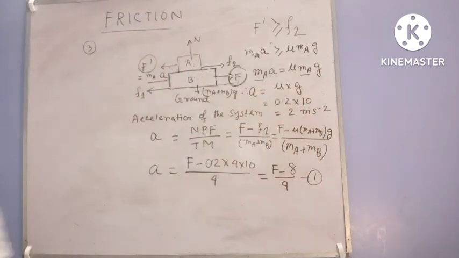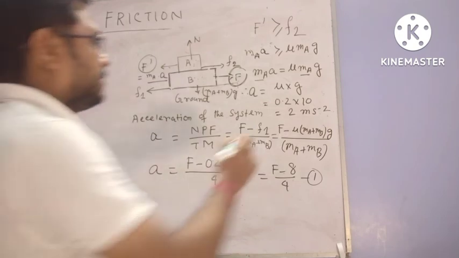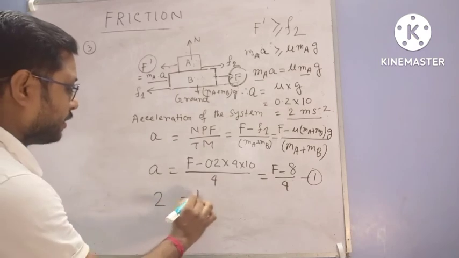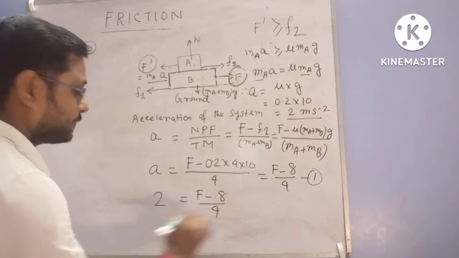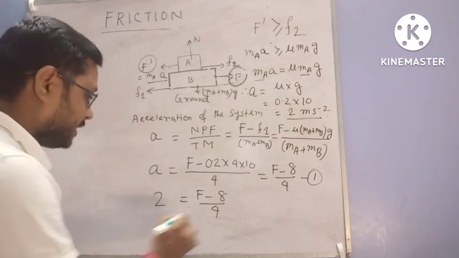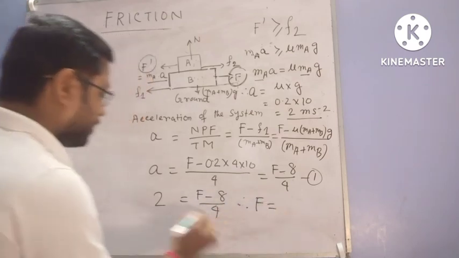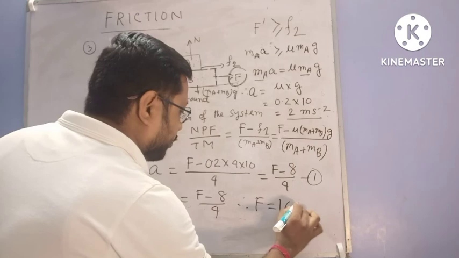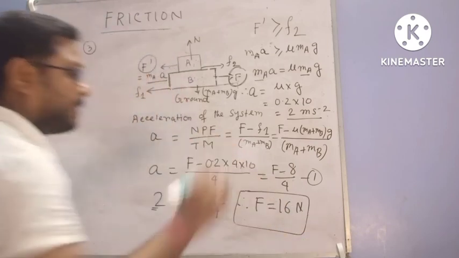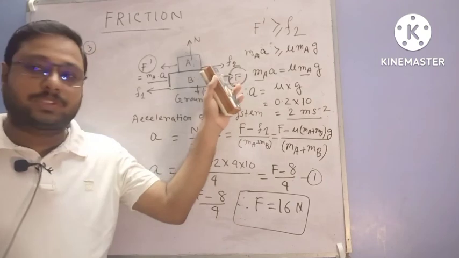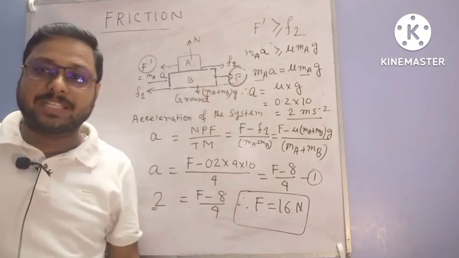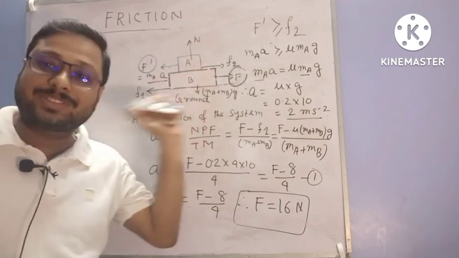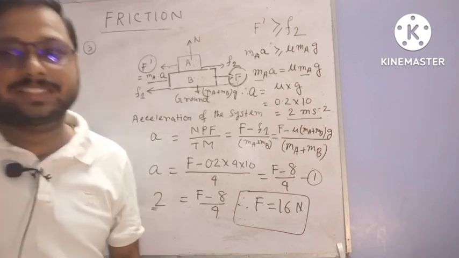A equal to 2 meter per second squared. Putting the value of a in this equation, 2 equals (F minus 8) by 4, so F equals 4 into 2, which is 8, plus 8, 16 Newton. So the maximum value of force applied on B is 16 Newton so that A does not slide over it. I hope you understand. Very good.